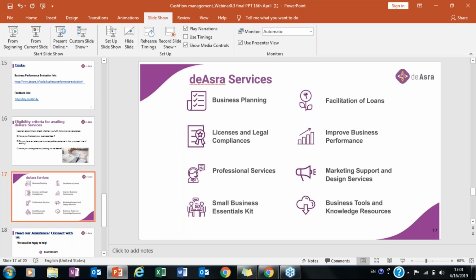So this comes under the small business essential kit. Facilitation of funding. When you go to a bank for funding and you just go to the manager and say, "Hey, I need funding," no one would entertain you because you don't have anything. When you approach a bank, there is a set of documents that you need to take with you for them to understand the activity.